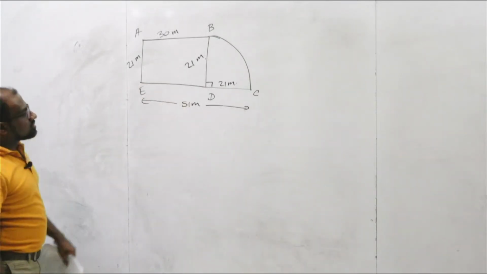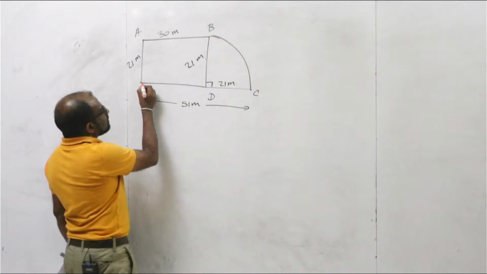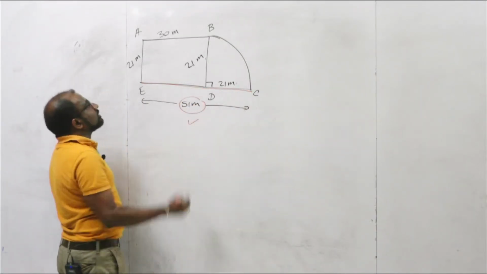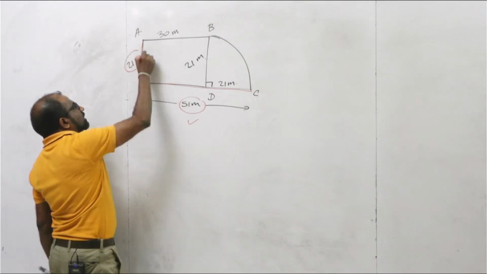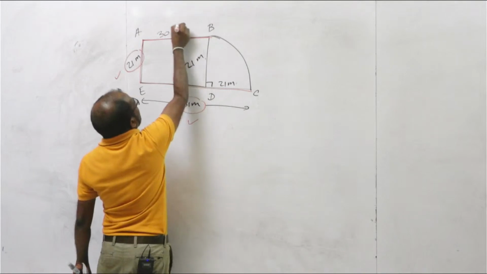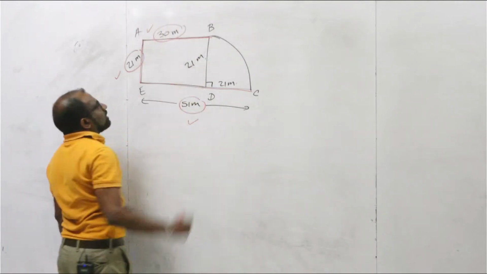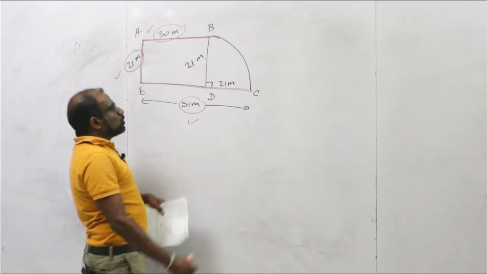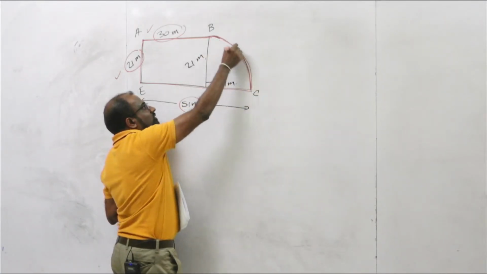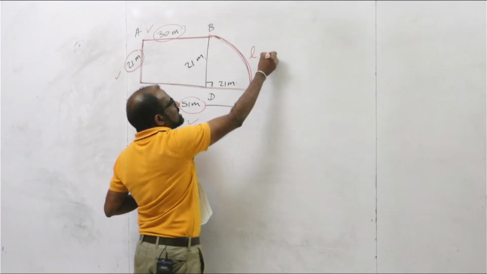What are the sides relevant for the perimeter? 51 meters, then this side 21 meters, then AB, the length of the rectangle, 30 meters. What else? You have to calculate the BC arc length.